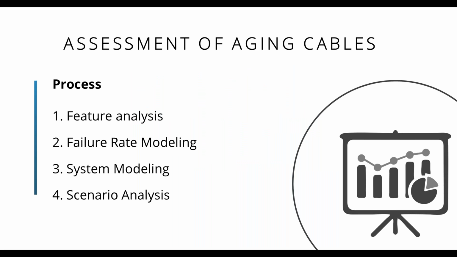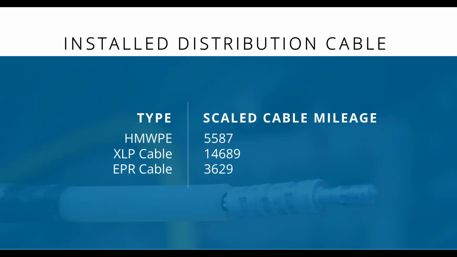So this is the general technical process that went through the analysis, what was called a feature analysis. How are we going to categorize the cables based on feature? How are we going to come up with failure rate models for all of these? How are we going to look at the impact of our current business as usual on the system as it would age over time? And then let's look at some different proactive replacement and/or rejuvenation scenarios so that we can see what different approaches would do to the system impact.